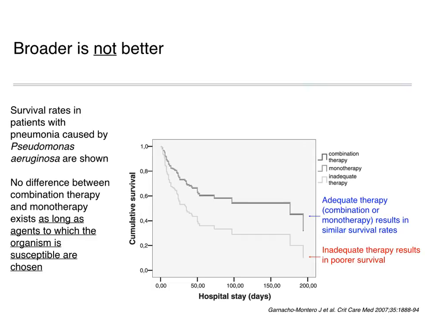The point is that if you covered Pseudomonas with one drug, adding a second drug didn't give you any better outcomes. So now this dogma of using two drugs for Pseudomonas has really gone out the window, and we just use one drug, and that alone will be enough to give us a good outcome. If that makes sense.